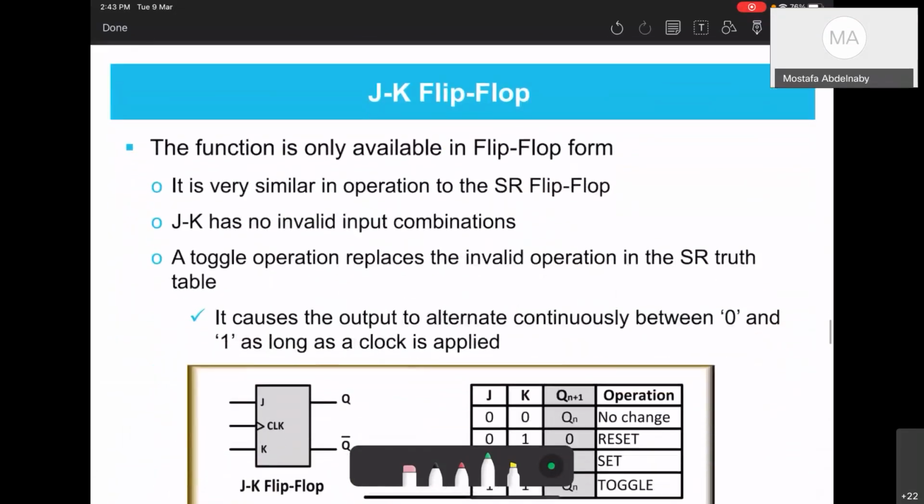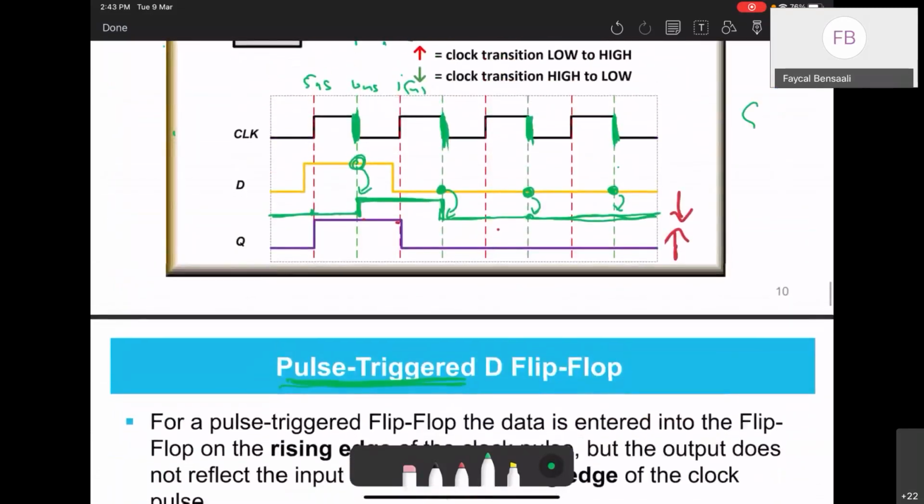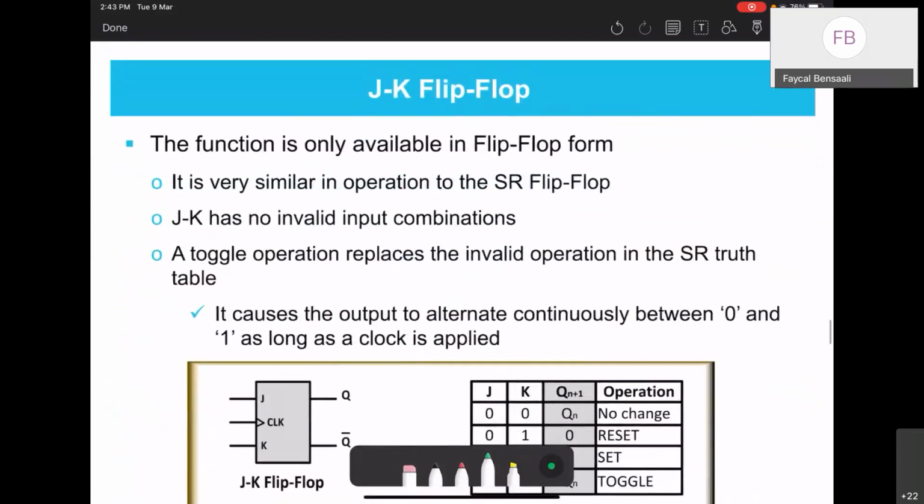Okay. Now, so far we did SR and we did D. So now I'm going to move to JK. JK, we will find it only in flip-flops. So you cannot find the JK latch. You can find only JK flip-flops. So JK, from the name, we have two inputs. One is called J and one is K.